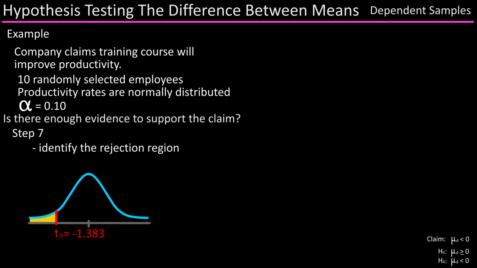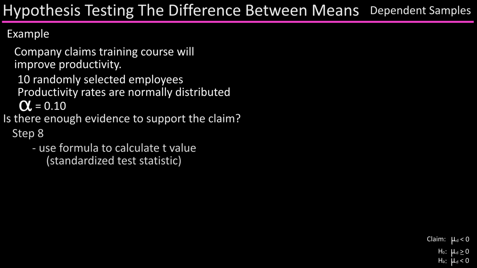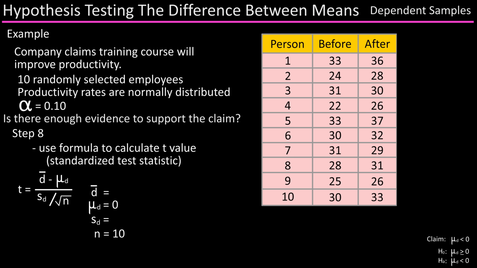Step 7 is to identify the rejection region, which is any standardized test statistic value that falls in the shaded area. That is any value that is less than negative 1.383. Step 8 is to use the formula and calculate the t-value, or the value of the standardized test statistic. To use the formula, we need to know 4 variables: d bar, mu sub d, s sub d, and n. We know that mu sub d equals 0, as we assume that. We also know that n is 10, the sample size. So we need to find d bar and s sub d.